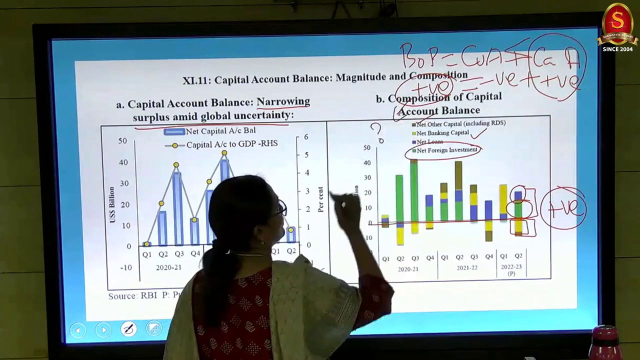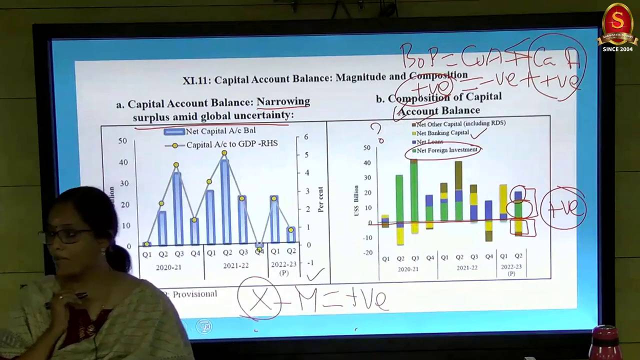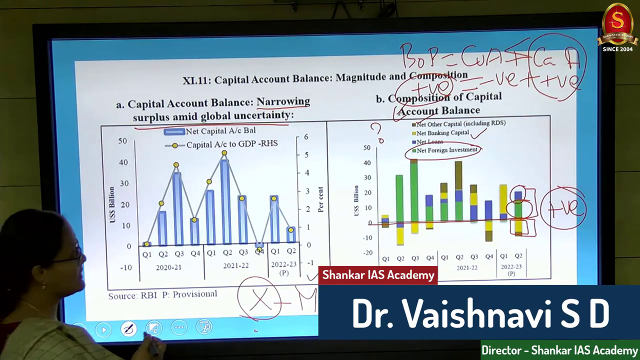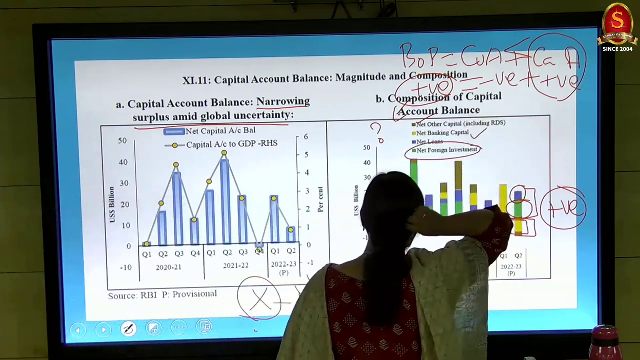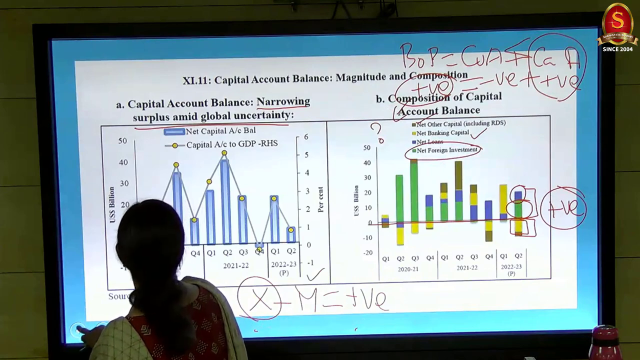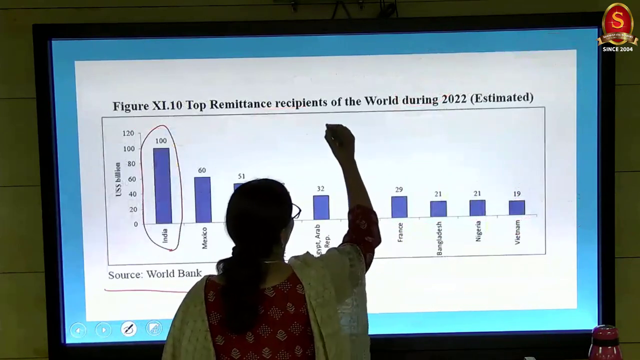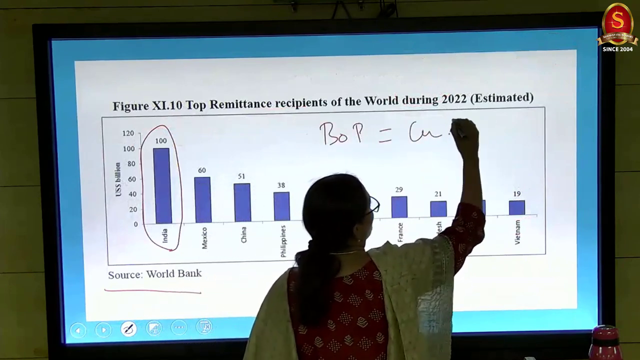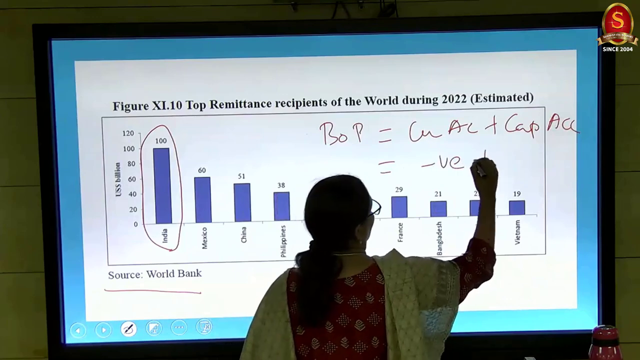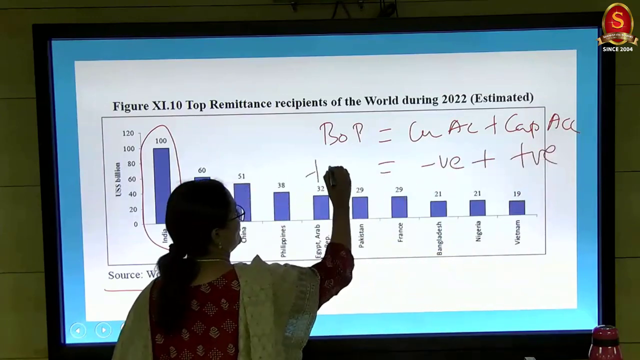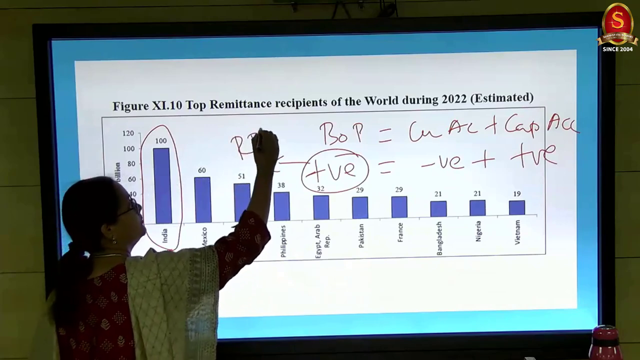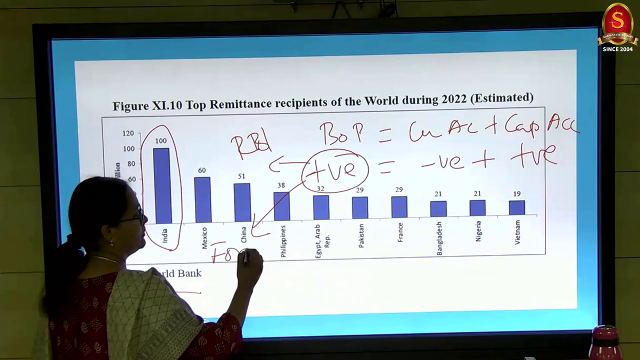And what do we do with this positive? RBI will take it, definitely. No doubt in it. RBI will take it and do what? It has to place it in reserves. If you want to write, current account plus capital account. This is negative and this is positive. And I have some surplus. What do I do with this surplus? I am RBI. I have to go and keep it in the foreign exchange.